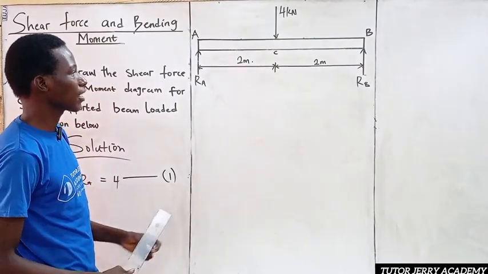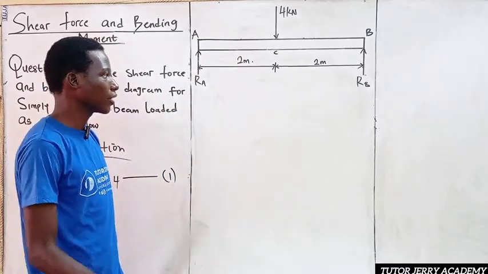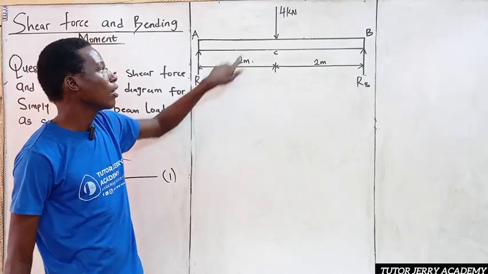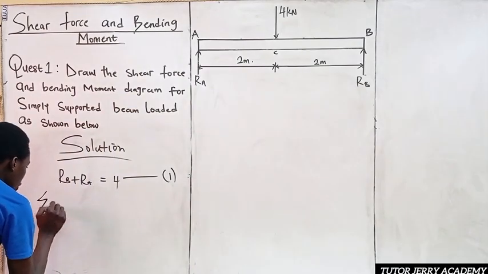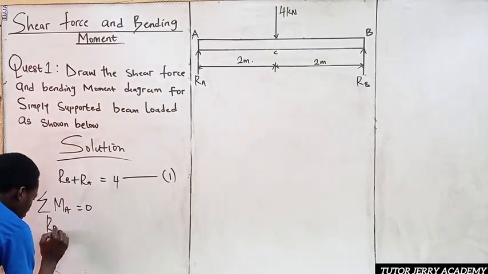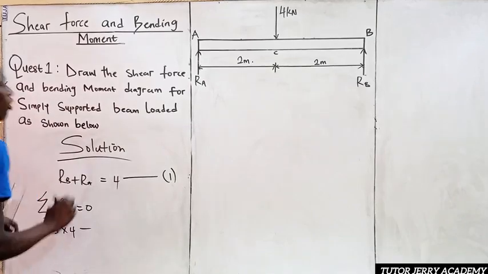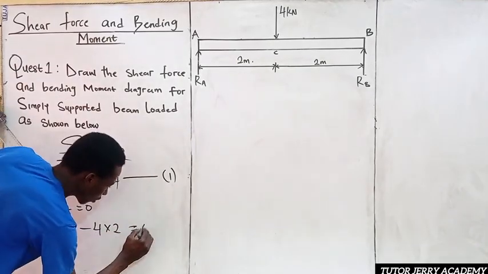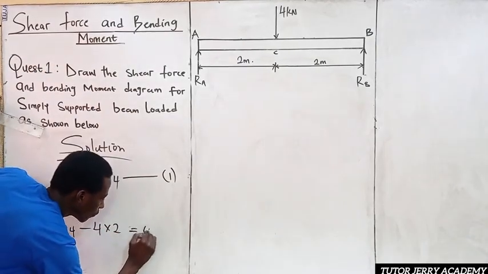If we do this, it implies that we have already taken our upward force to be positive, and our downward force to be negative. So if we take moment at point A, we have RB multiplied by 4 minus 4 multiplied by 2. The summation of moment at point A equals 0. We have RB multiplied by 4 minus 4 multiplied by 2, and everything is equal to 0.